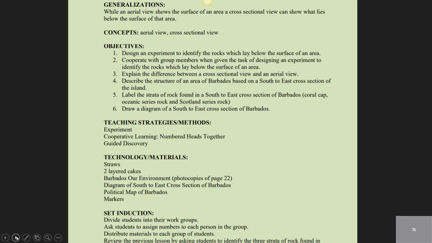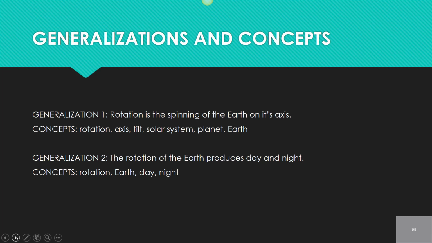All right. Let's look now specifically at generalizations and concepts. I have displayed two generalizations and two sets of concepts for, let's say, two teachers. The first generalization says rotation is the spinning of the earth on its axis, and then it gives the concepts: rotation, axis, tilt, solar system, planet, and earth. Generalization 2: the rotation of the earth produces day and night, and the concepts: rotation, earth, day, night. Now, which of the two generalizations is correct? I would go with number 2.